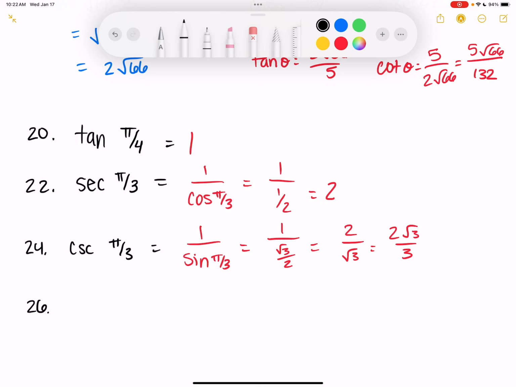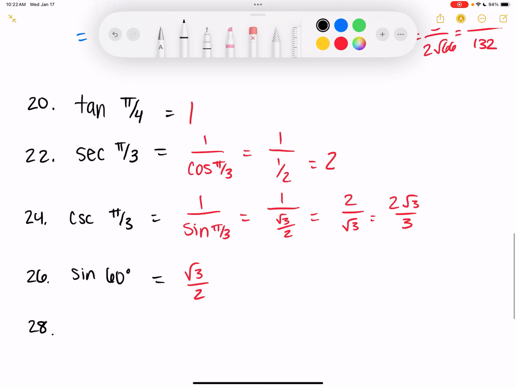All right, 26, the sine of 60 degrees. So what would that be? Root 3 over 2. Let's see, 28, tangent of pi over 3.